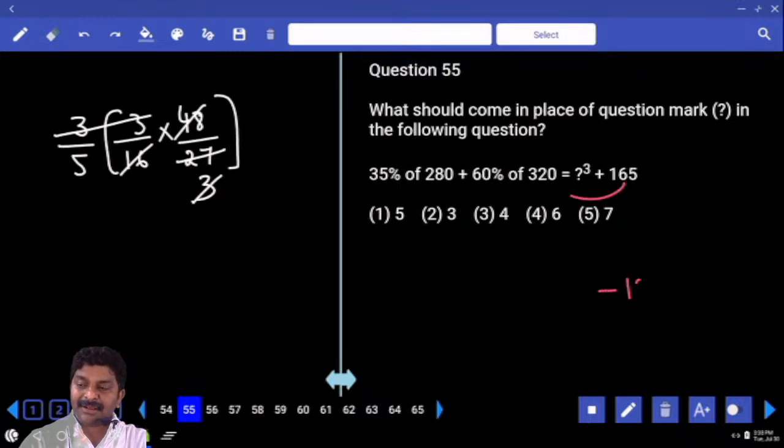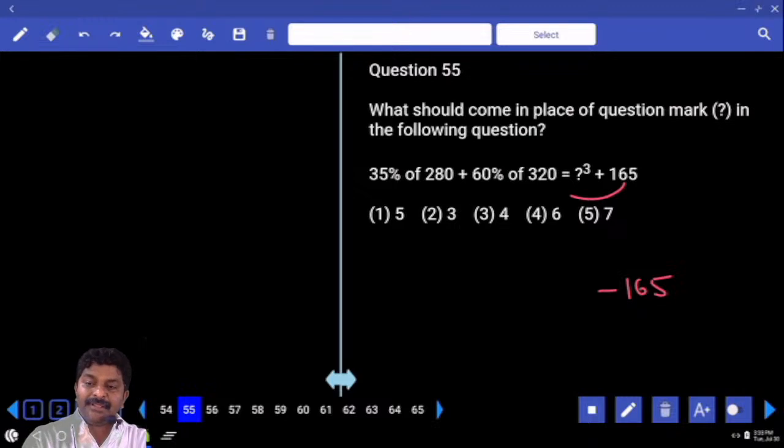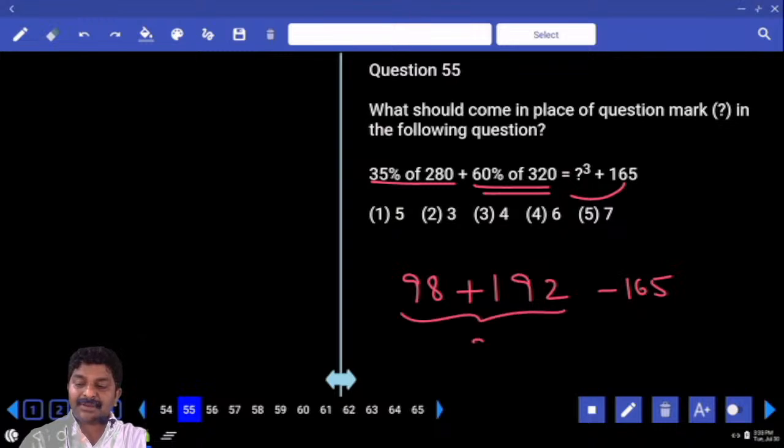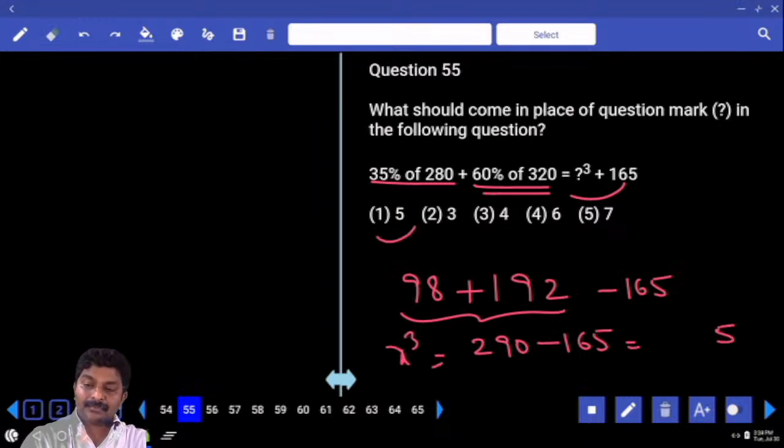165 comes to the left hand side, becomes 165 negative, correct? 35%, 25% plus 10%: 25% is half and half of 70, 10% of 70 is 28. Okay, plus 60%, 50% plus 10%: 50% is 160, 10% is 32, both together. From 192 we need to subtract 165. What is the positive number? 290 minus something ends with, which cube ends with 5? Done.